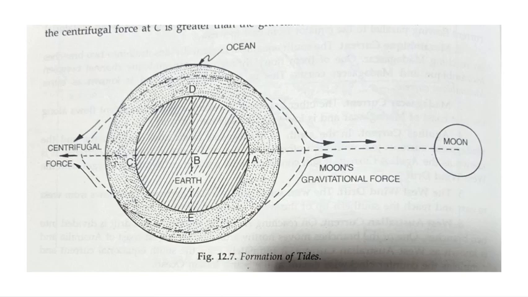At point D and at point E, there are low tides. So the water starts receding from these points; from D it starts moving towards C, towards A. From E also the water starts receding towards A. So this is how the tide formation takes place.